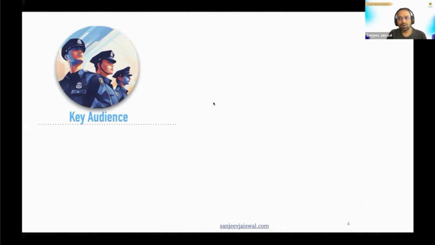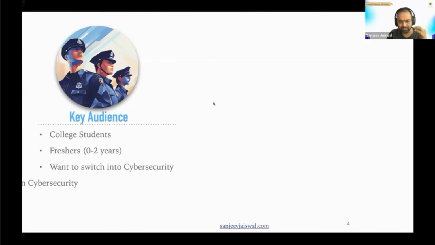So now, who all are the key audience, right? So basically, it can be anyone, like college students, freshers. So anyone who is having 0 to 2 years of experience, I consider them as a fresher in any domain, but especially in cybersecurity, this is how it should be. And anyone who wants to switch into cybersecurity from any domain, they can be from QA, they can be from the development, or they can be from even non-tech background. Or somebody is into cloud, but now they want to move into cloud security. So for any of those kind of people, this session would be very much helpful.